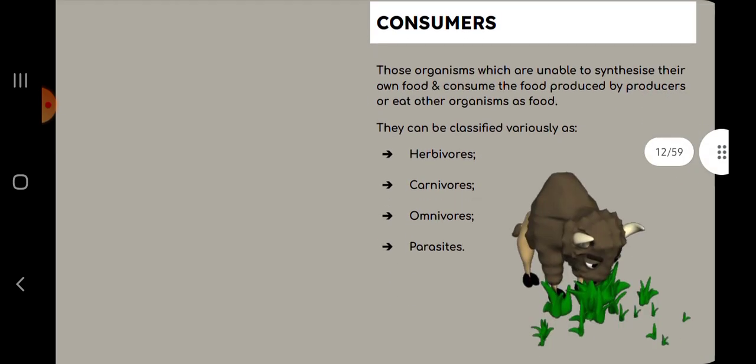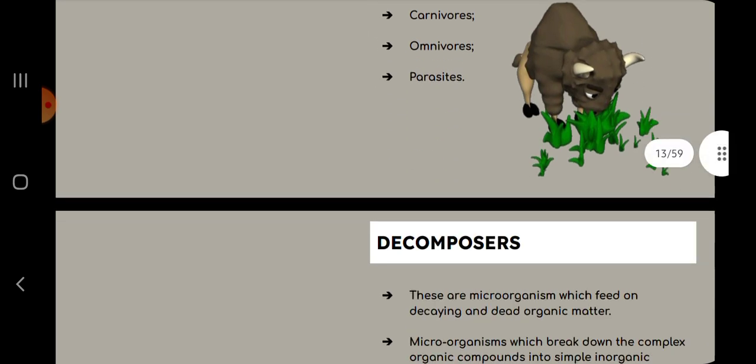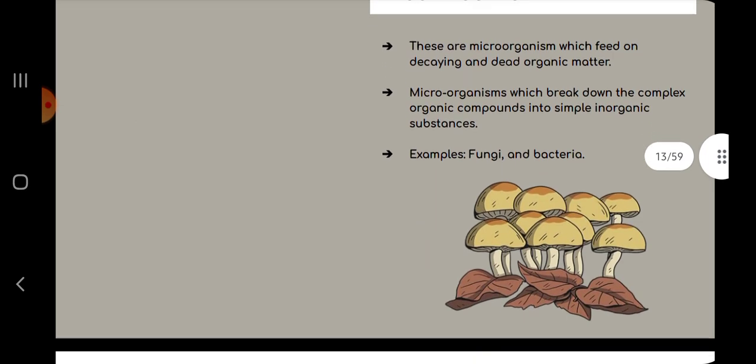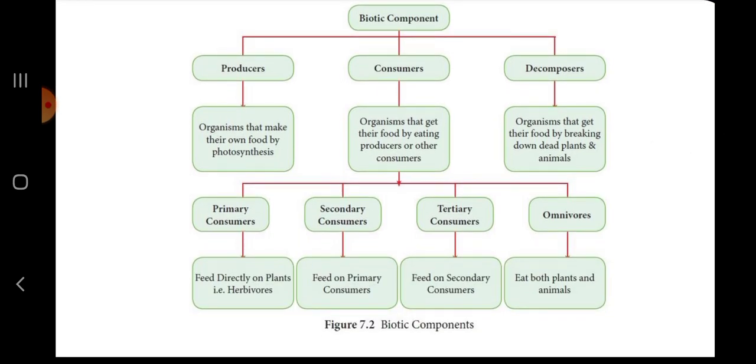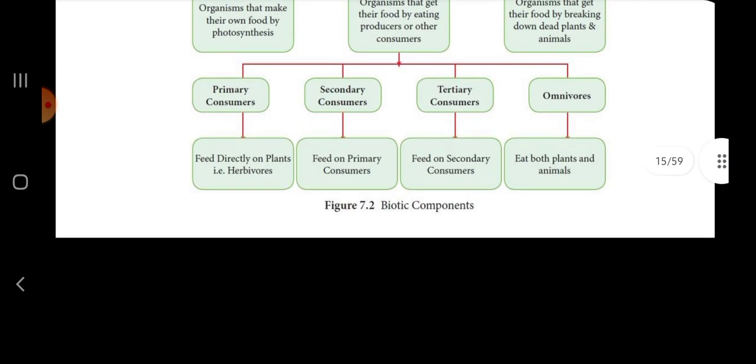Then consumers are organisms which are unable to synthesize their own food and consume the food produced by producers or eat other organisms. They can be classified as herbivorous, carnivorous, omnivorous and parasites. Decomposers are microorganisms which feed on dead and decaying matter, for example fungi and bacteria. This is the biotic components flowchart.